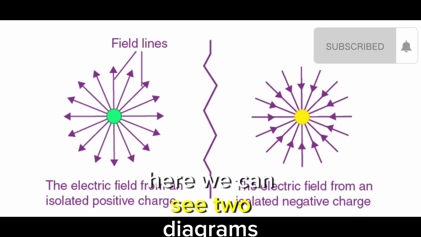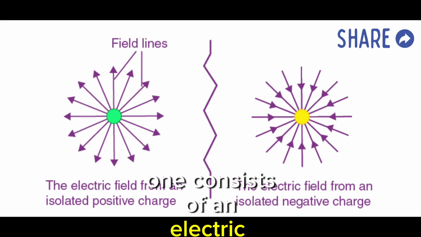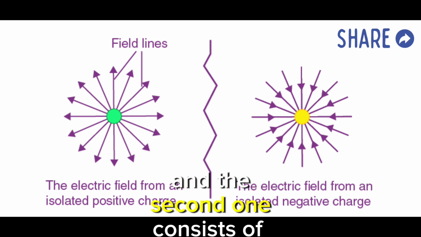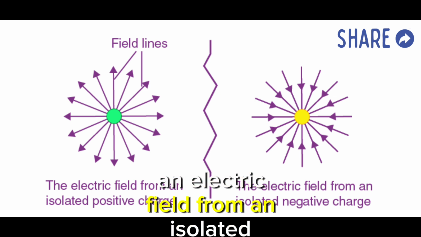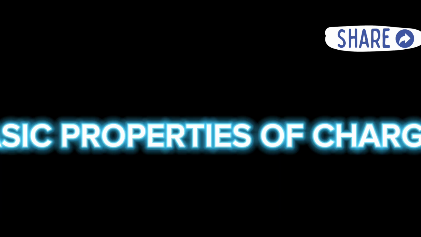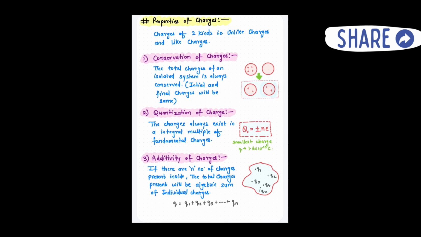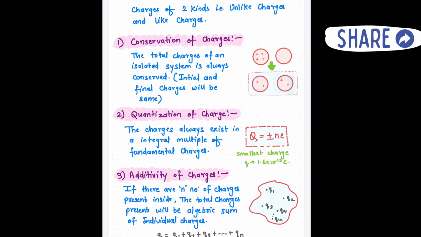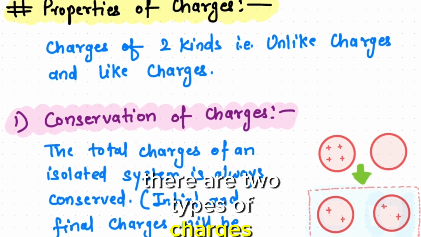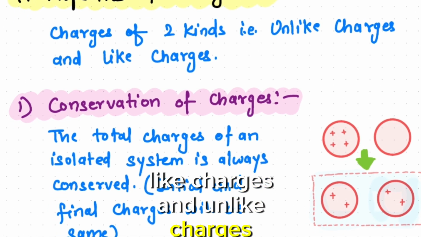Here we can see two diagrams. One consists of an electric field from an isolated positive charge, and the second one consists of an electric field from an isolated negative charge. Next is the basic properties of charges. There are two types of charges, like charges and unlike charges.